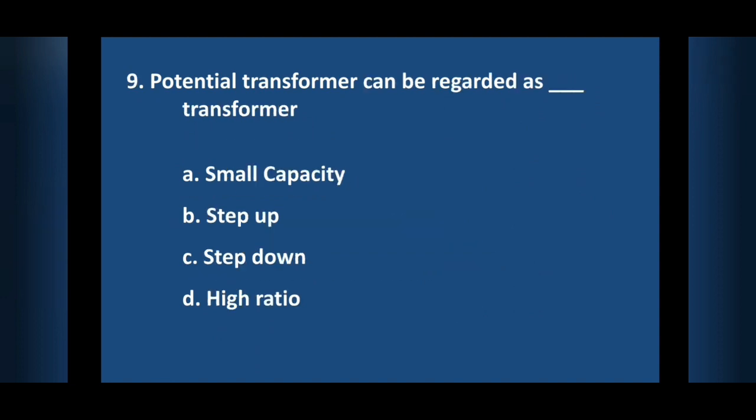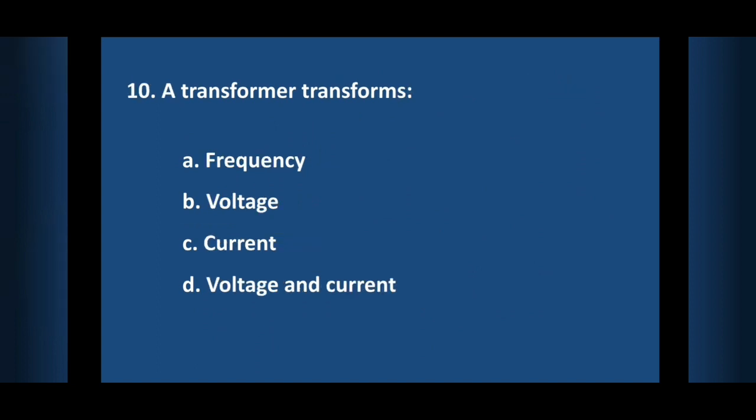Question number 9. Potential transformer can be regarded as dash transformer. Answer is option C, step down. Question number 10. A transformer transforms. Answer is option D, voltage and current.